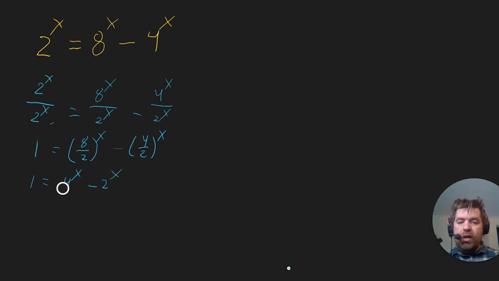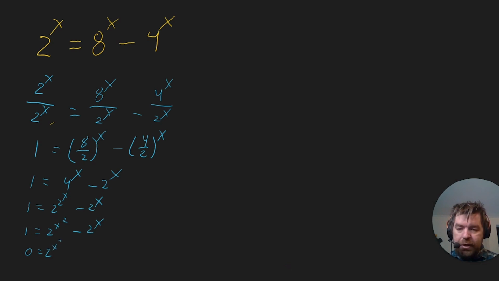All right, and when we look at this, we can rewrite it a bit. So 1 equals 2 to the power of 2 to the power x minus 2^x. And again, we can use the rules of power to say that 1 equals 2 to the power x, to the power 2, minus 2 to the power x. And now we can subtract 1 on both sides, so we get 0 equals (2^x)^2 minus 2^x.